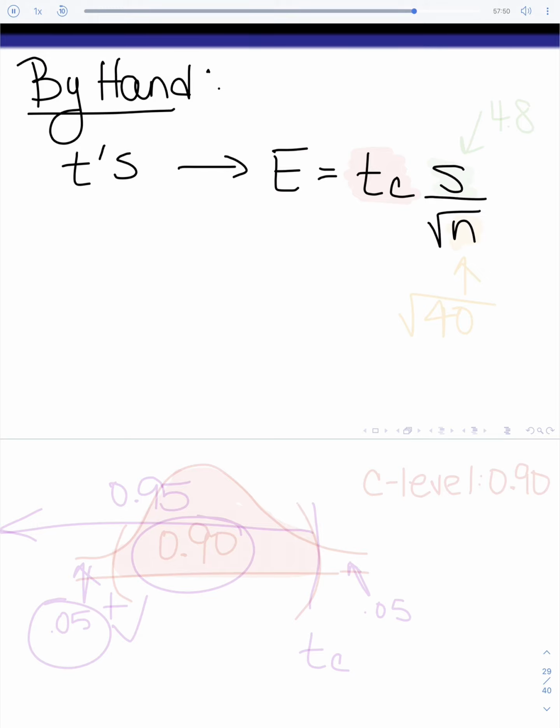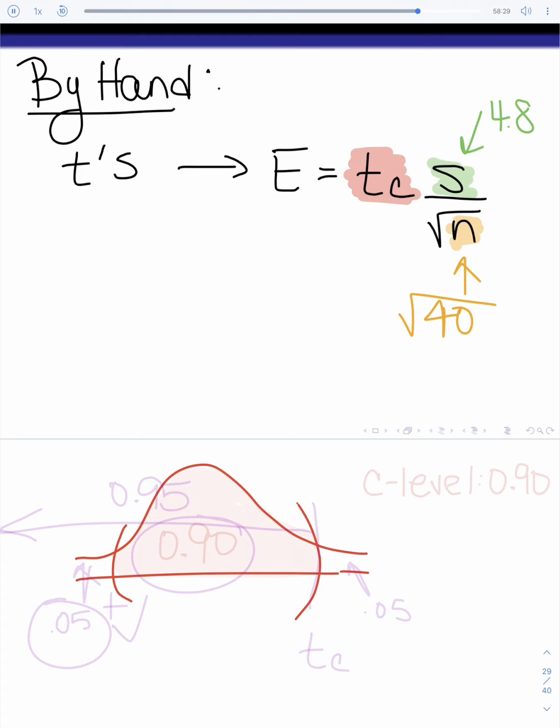Well, we know what was given in the problem is that our S, on top here, is 4.8 pounds. We know that our N is 40. So we'll have a square root of 40 on the bottom. And the thing that we're worried about is finding our T sub C, our critical value. Well, if we're doing this by hand, I'm going to start by drawing a picture to find the critical value.